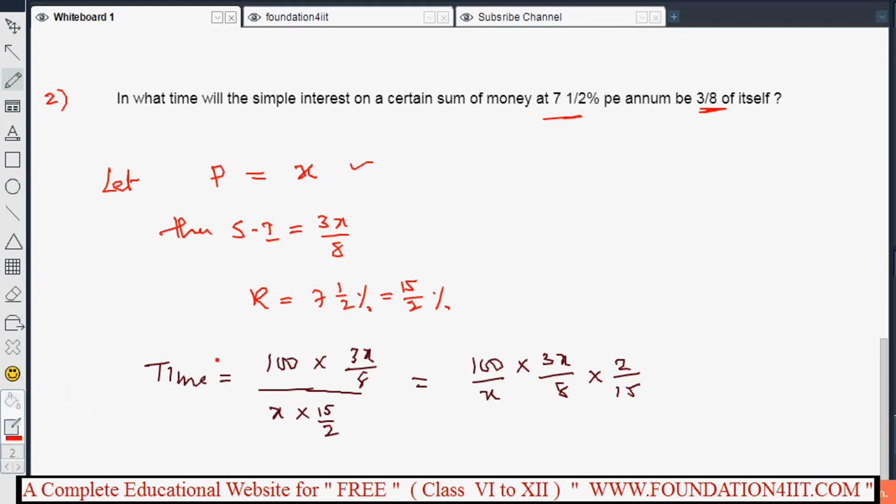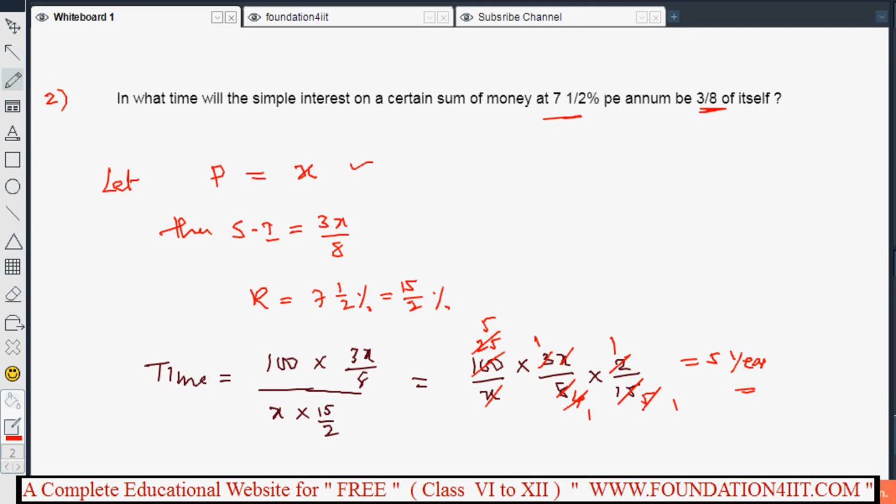By cancelling this, x gets cancelled. 3 ones are 3, 5s are 15, and 2 ones are 2, 4s are 8. Again 4 ones are 4, 25s are. Then finally 5 ones are 5, 5s are. So after cancellation of everything, 5 is left. That is 5 years, because it is time. So within 5 years, the certain sum at the rate of 7.5% will become 3 by 8 of itself, meaning 3 by 8 times of the principal. So this is finding time when principal, simple interest and rate are given.